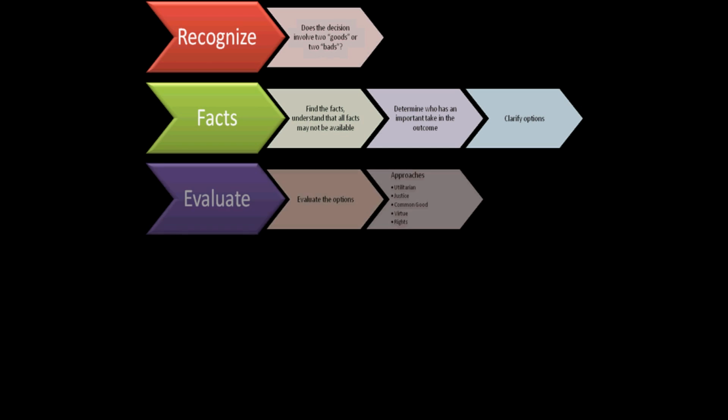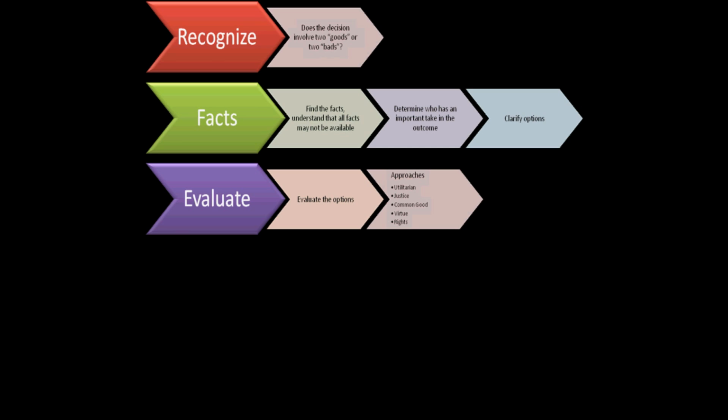The second step is to determine the facts. Find the facts, understand that all the facts may not be available. You may not know everything you need to know. Who are the stakeholders? Who has an important stake in the outcome? And then clarify what options you can take. Evaluate your options. Look at the utilitarian, justice, common good, virtue, rights, the social contracts, utilitarianism, universalism. Look at those and look at the different options. Think about which approach is best suited to you and your business.